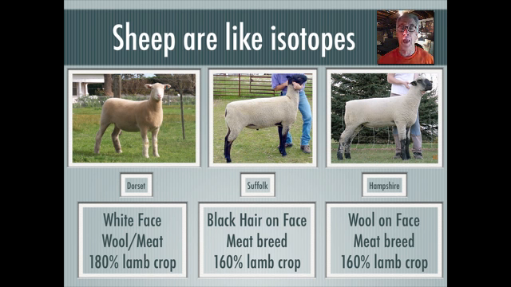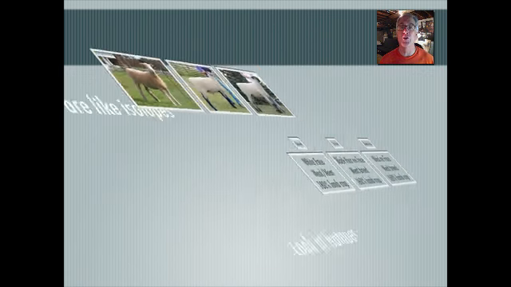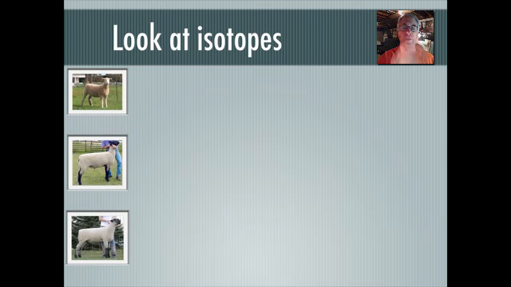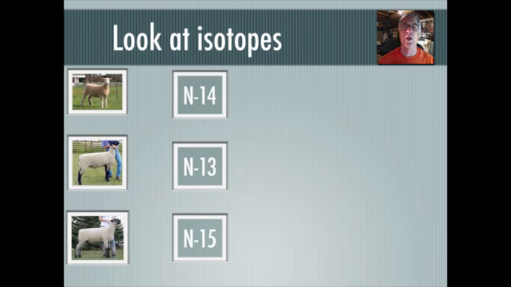So let's take a look at this analogy in terms of, of course, elements. There are three sheep, and as you can see, they all have different kinds of characteristics, but nobody can argue they're not sheep, because they all are sheep because they have wool. Now we're going to take a look at three distinct types or kinds of elements, and we're going to look at nitrogen first. So let me erase that. These are nitrogen isotopes. The N means nitrogen. All three of these are nitrogen.